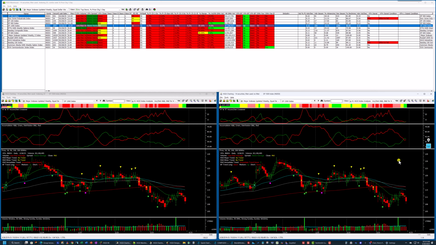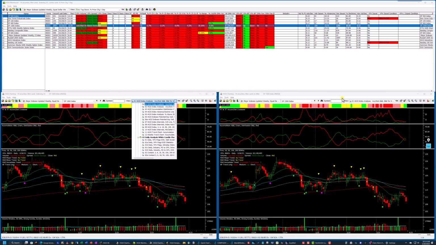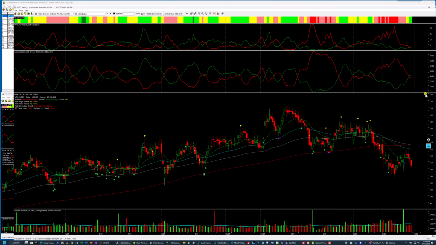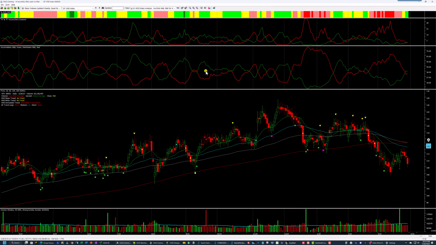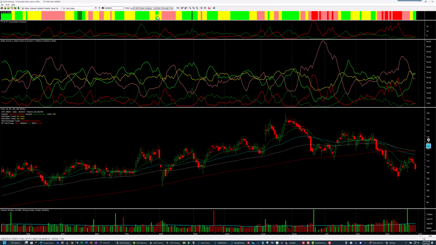Now I think I'll just stick with one chart and make it full screen. So let's stick with the S&P 1500. You can see the rotation here, A, B, C, D, and E, and the rotation's starting to go the other way now. I'll just take a quick look at some of these.